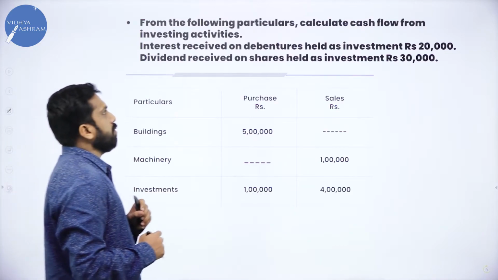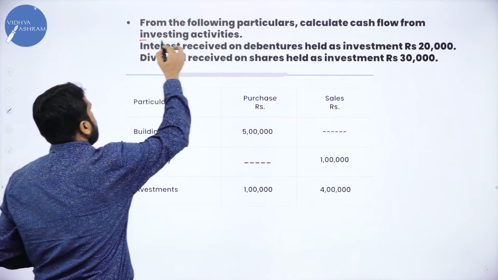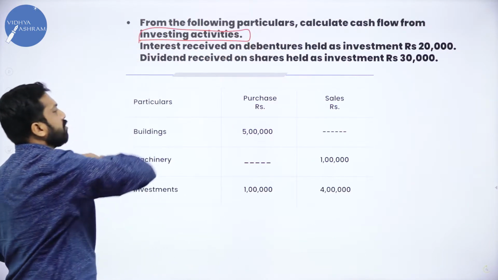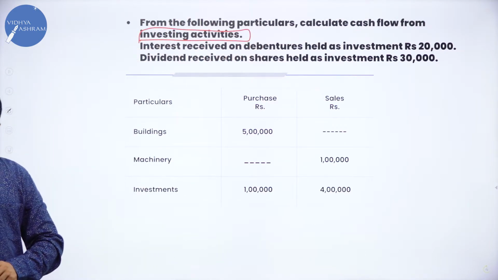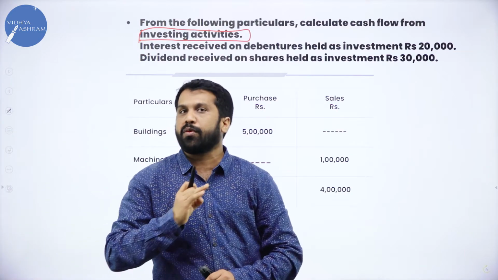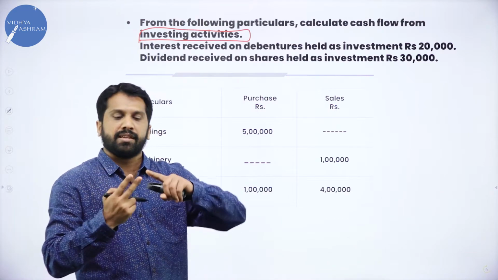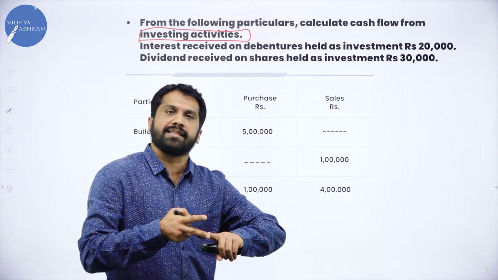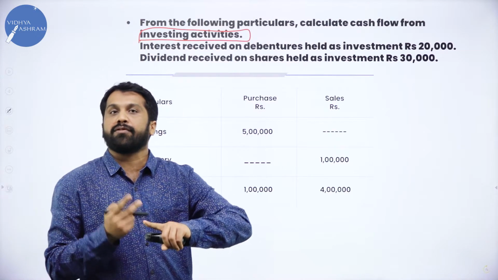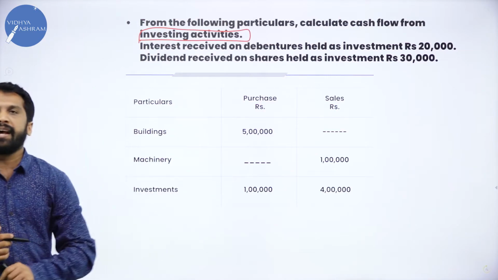This is cash flow from investing activity. Again, you have two things. As I told you, investing activity means two things will be there: one is purchase and sale of assets, and the other is purchase and sale of your investment. Both come under investing activity.